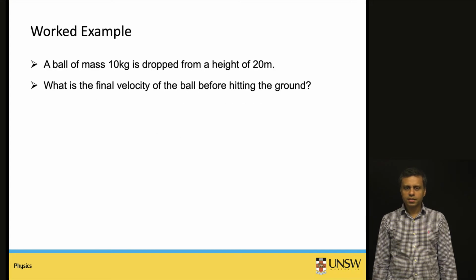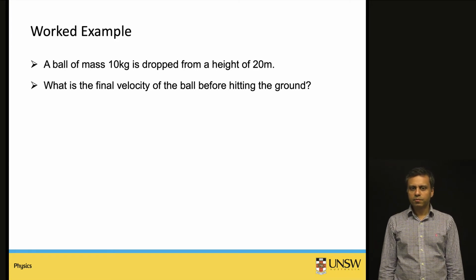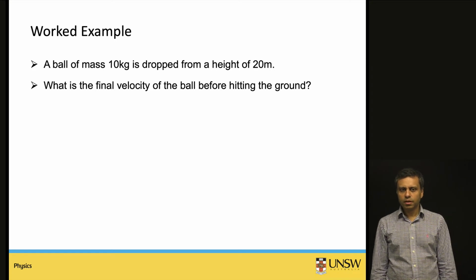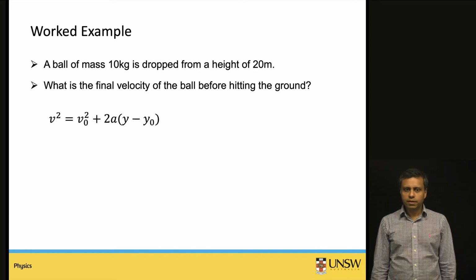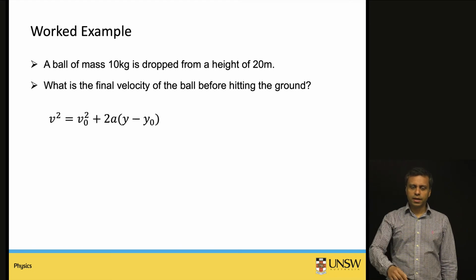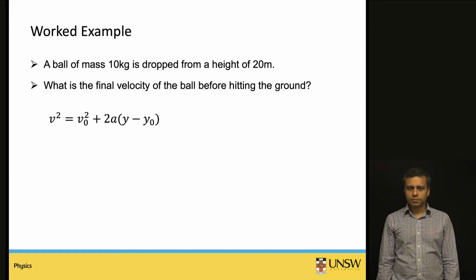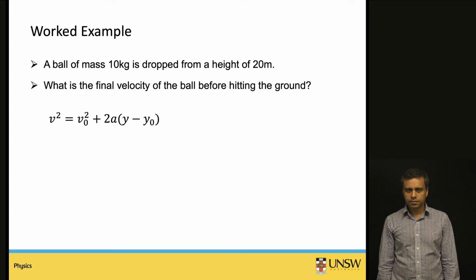So this is a worked example. Let us go through this in more detail. The problem states a ball of mass 10 kg is dropped from a height of 20 meter. What is the final velocity of the ball before hitting the ground? So we are given the displacement from an initial height to a final height. We are not given anything about time. We are asked to find the final velocity.